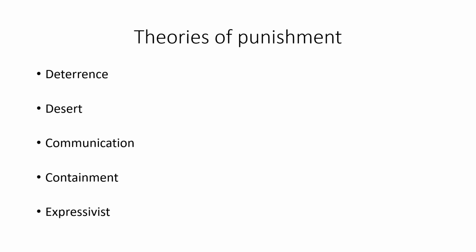In our last video, we discussed John Rawls and Robert Nozick's views on distributive justice. In this video, we're going to talk about justice regarding punishment. Regarding theories of punishment when describing justice in philosophy, there are typically 5 different theories. The first one is deterrence. The second is desert. The third is communication. The fourth is containment. And the fifth is expressivist.